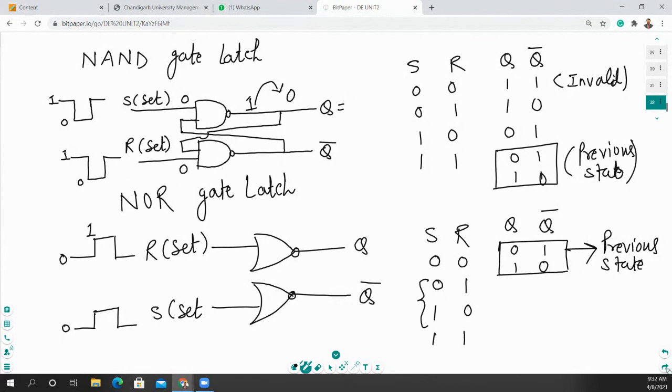We will get the proper output in case of 0 1 and 1 0. For this 0 1, you will get the output 0 1, and for this 1 0, you will get output 1 0 as it is. Okay, and for 1 1, you will get 0 0 output, which we call an invalid state.